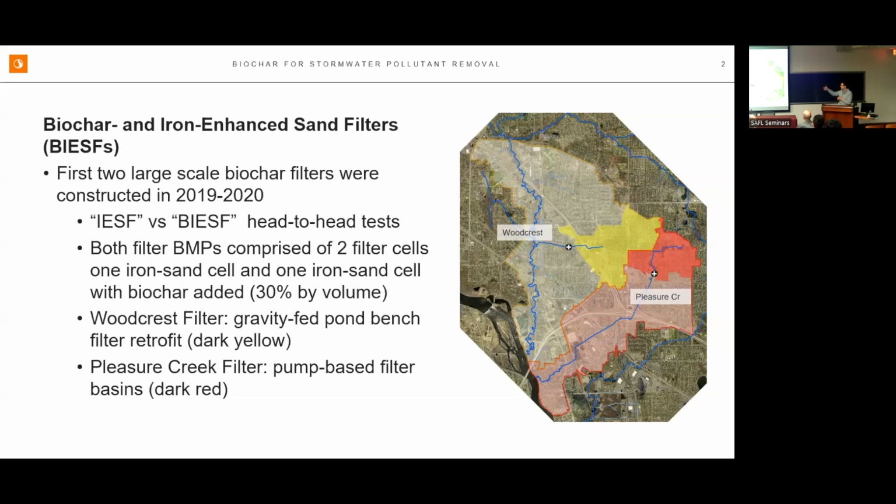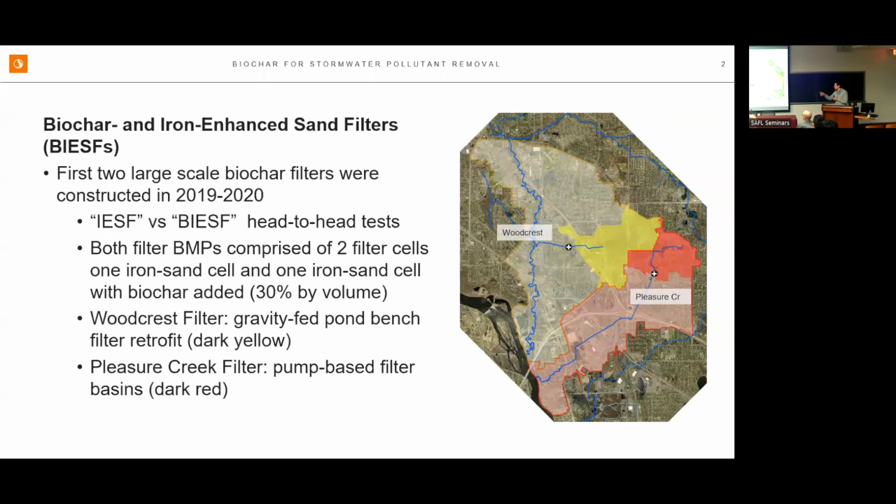So we actually pumped it because we didn't have any head. And then the Woodcrest filter was your kind of pond retrofit, but it was a large pond retrofit. Those treated about 90%, or the Woodcrest was about 0.9 square miles of drainage area, and the Pleasure Creek was 0.6. So that's what they did.